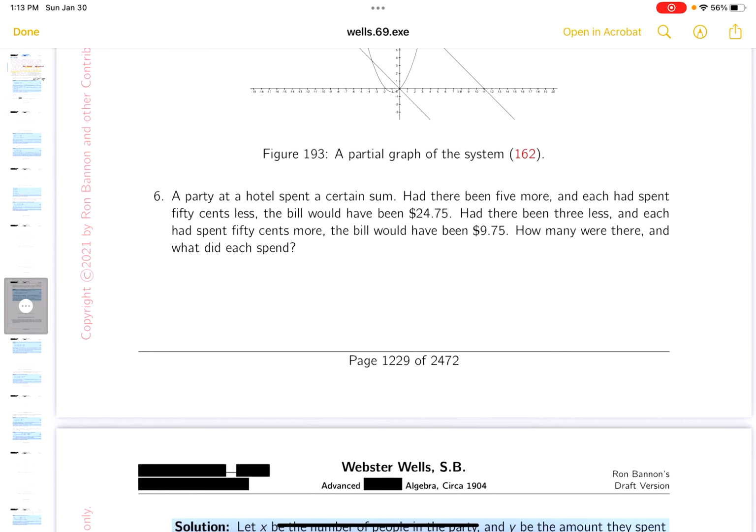Okay, we're still in exercise 69 and we're at problem number 6 now. It says a party at a hotel spent a certain sum. Had there been 5 more and each had spent 50 cents less, the bill would have been $24.75. Had there been 3 less and each had spent 50 cents more, the bill would have been $9.75. How many were there and what did they spend?